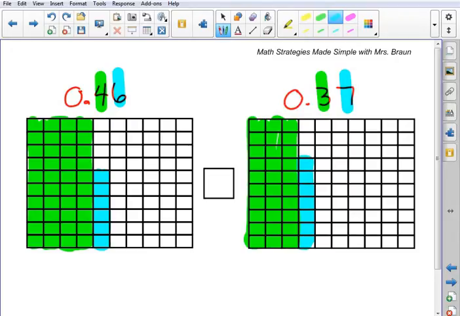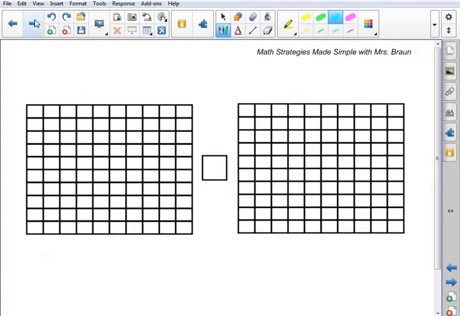of the hundredths. Looking at this, I can see that there's more shaded in with the 46 because there's 4 tenths here shaded in, and that's greater than the 3 tenths that's shaded in here. And so 46 hundredths is greater than 37 hundredths. Let's take a look at another example.